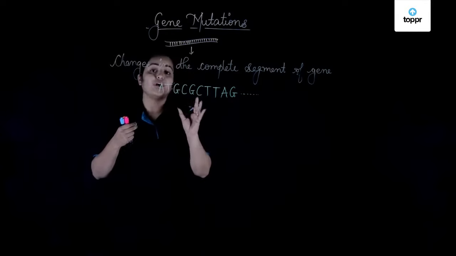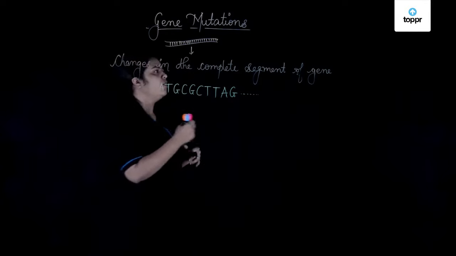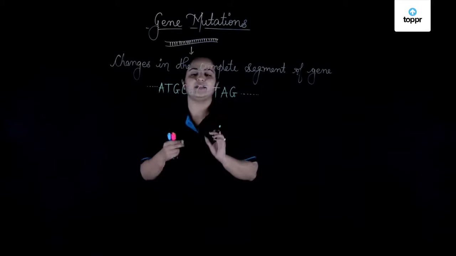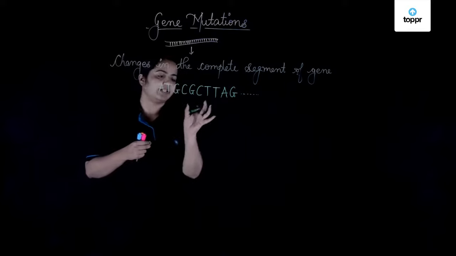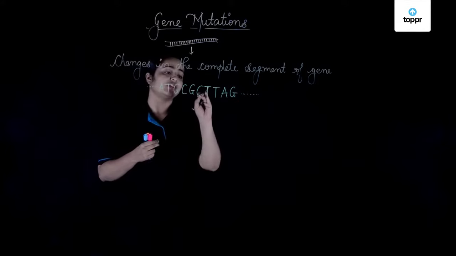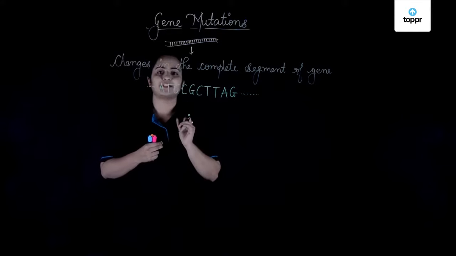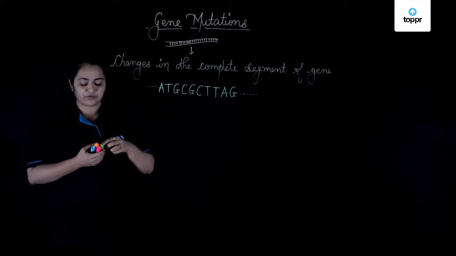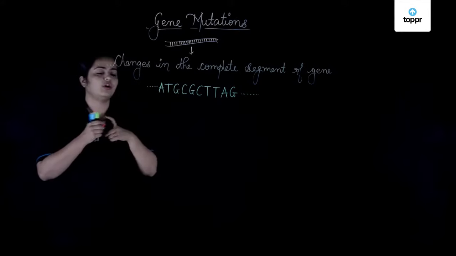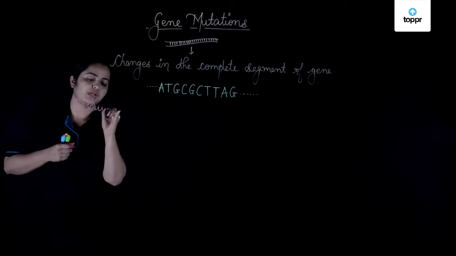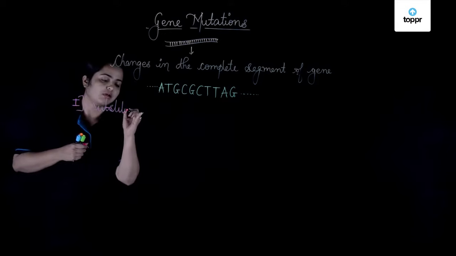Now, in this, what are the possibilities that can happen? What kind of changes do you think can happen in this? One change is where some part gets deleted. One change is where some part gets duplicated. One change is where some part is substituted by something else. Correct? All these possibilities get us to the types of gene mutations. So, I would say the first type of gene mutation would be substitution.